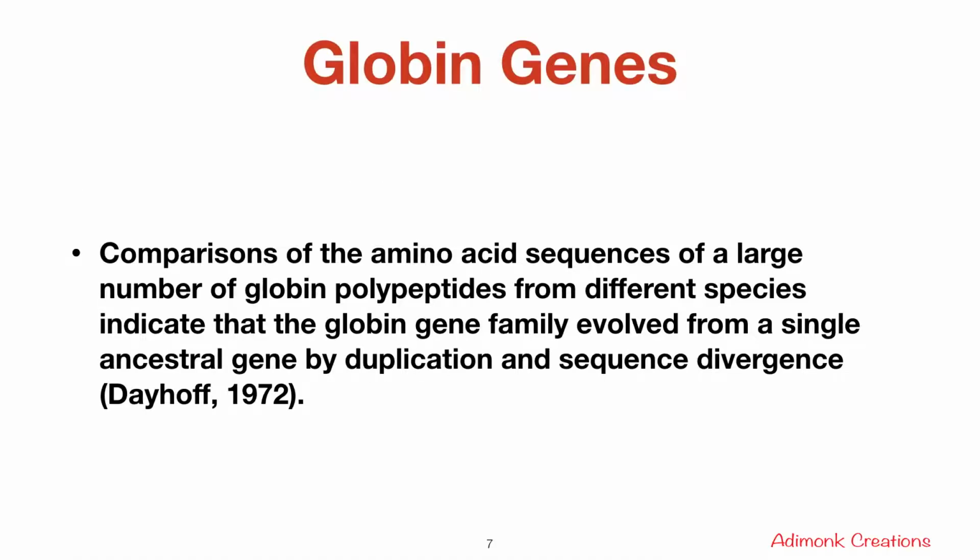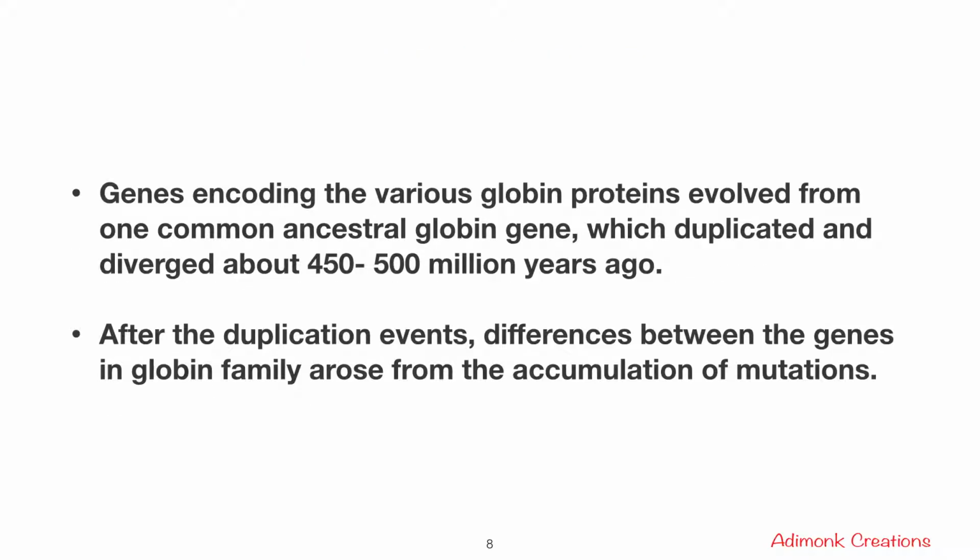So, globin genes. In 1972 it was stated that comparison of amino acid sequences of a large number of globin polypeptides from different species indicates that the globin gene family evolved from a single ancestral gene by duplication and sequence divergence. Genes encoding the various globin proteins evolved from one common ancestral globin gene which duplicated and diverged about 450 to 500 million years ago. After the duplication events, differences between the genes in the globin family arose from the accumulation of mutations.